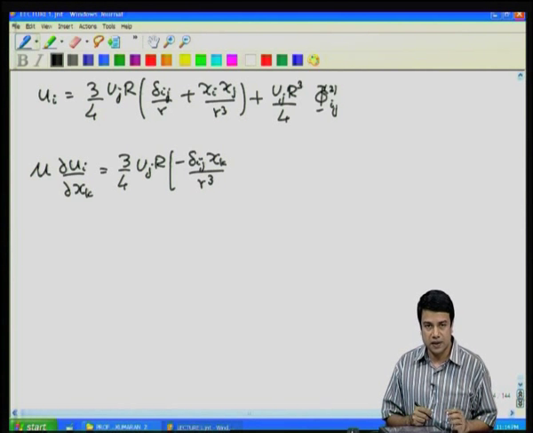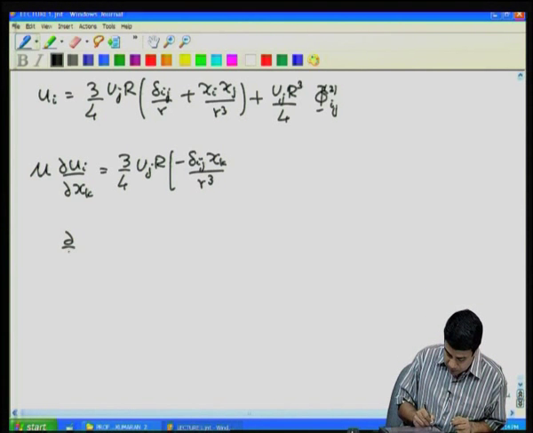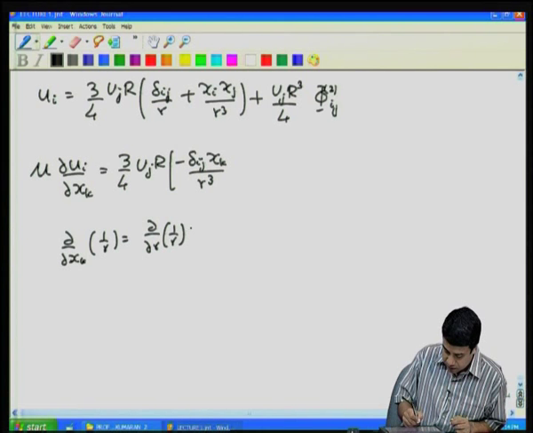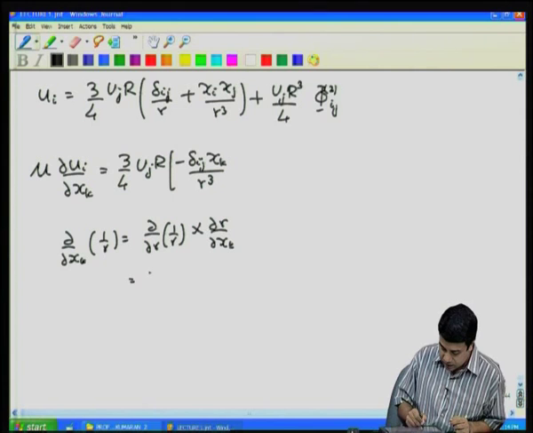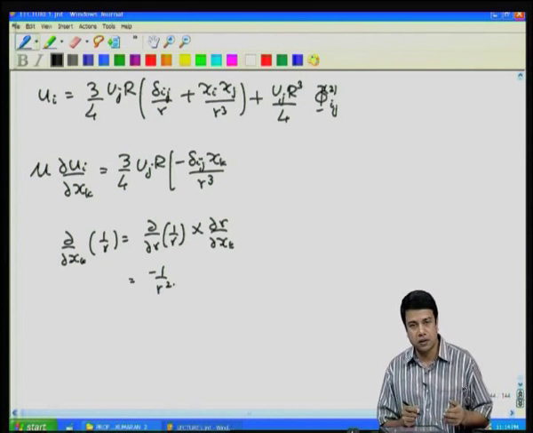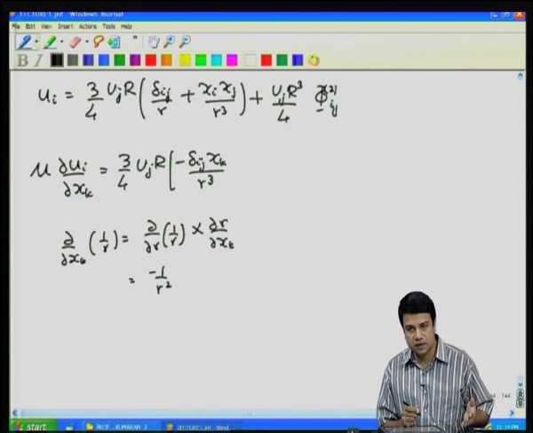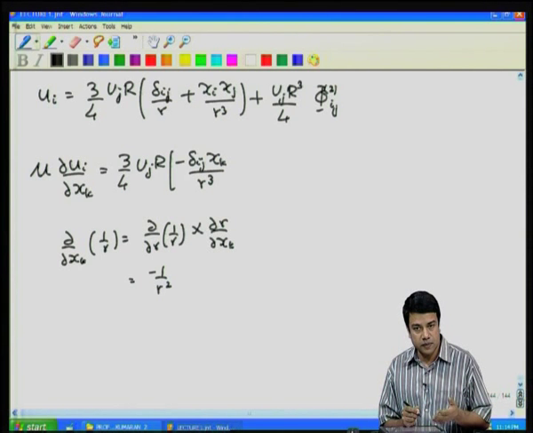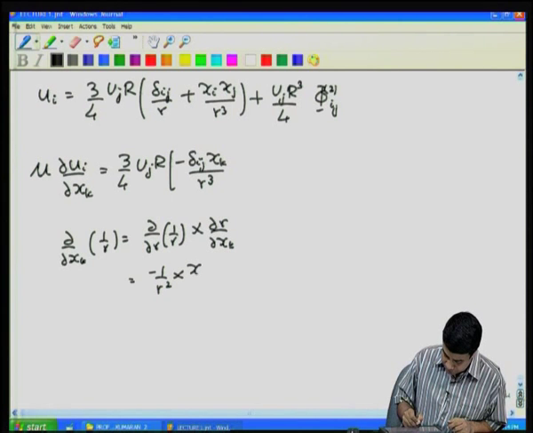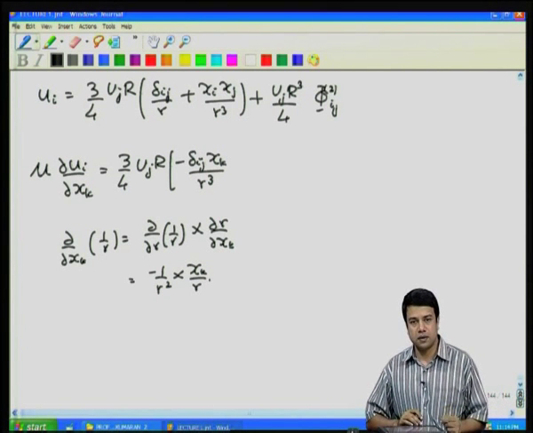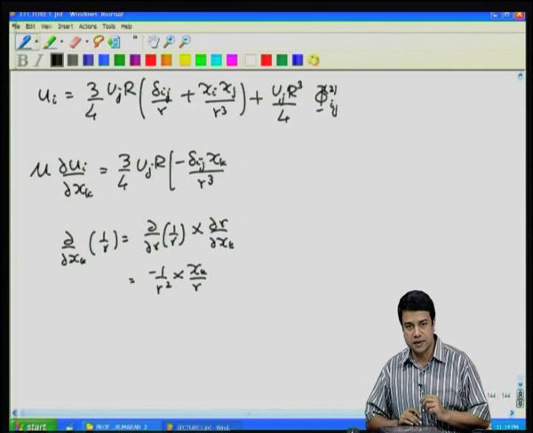Just to explain it once again, okay, partial by partial x_k of 1 over r is equal to partial by partial r of 1 over r times partial r by partial x_k. Derivative of 1 over r with respect to r gives me minus 1 over r square. Partial r by partial x_k we had shown was equal to x_k by r. Okay. So, we will use this for all powers of r which are there in the denominator in this expression. Okay.